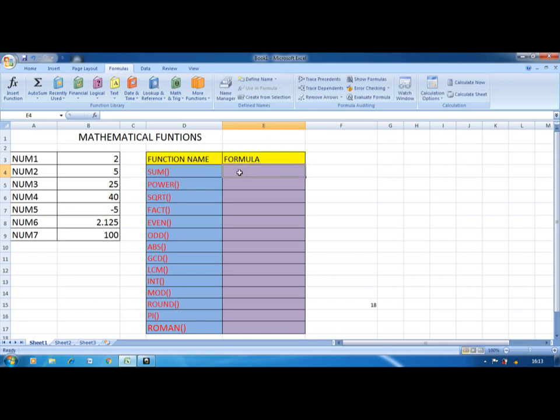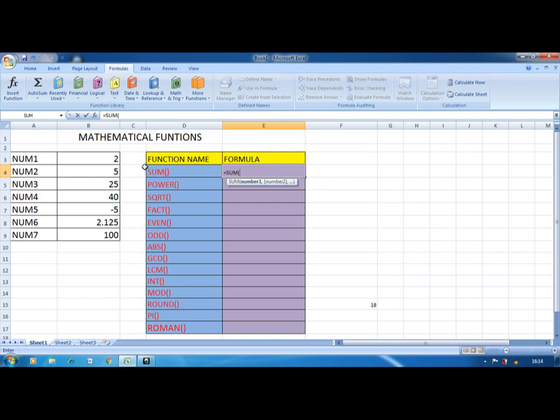So place the cursor where you want to insert the function, then press equal sign, then type SUM, then opening brace. Then here it shows this type of small box. This is called syntax. What is syntax? Syntax means how to write. SUM is the function name and whatever we are writing inside the bracket is called arguments.